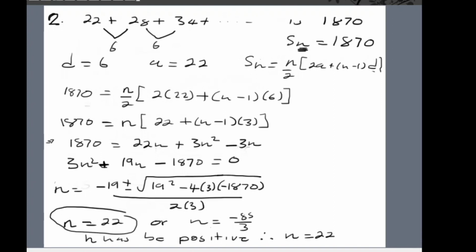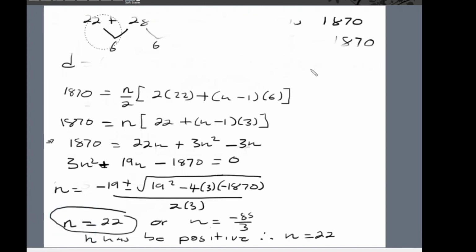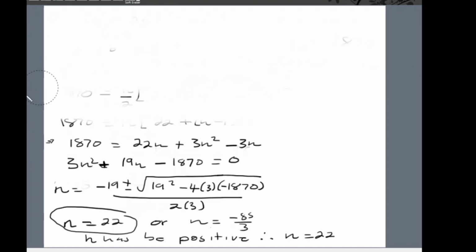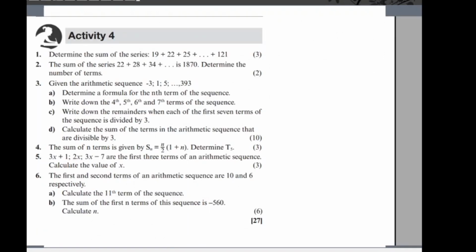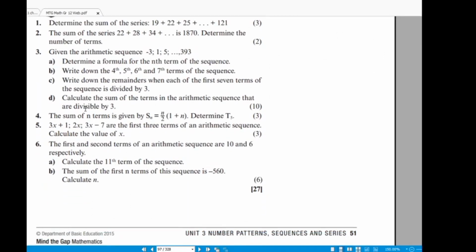Now moving to question 3. Let's start by wiping this out. Okay, moving to question 3. Question 3 says, given the arithmetic sequence minus 3, 1, 5 up to 393, determine a formula for the nth term of the sequence.